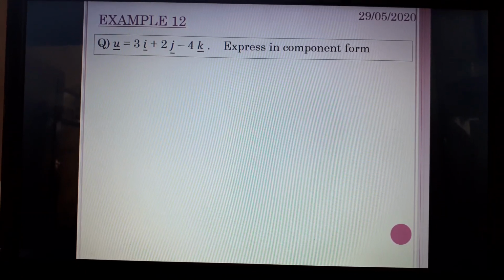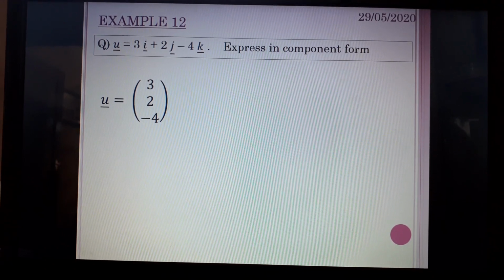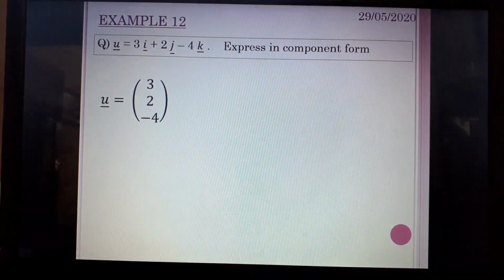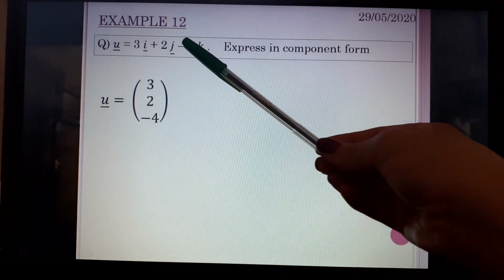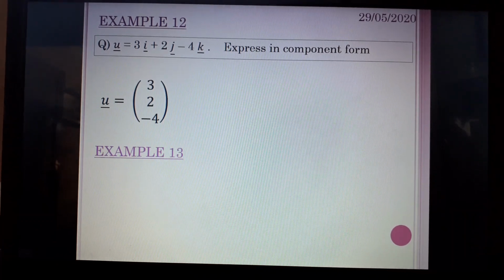So to write this in component form, the 3 will just simply become the first component, the 2 for the j will become the second component, the y component, and the -4 for the k will become the third component. So that's how you make them equivalent to each other. Very, very simple. So you'll see sometimes vectors written in this new format. That's something you haven't seen at National 5 yet, okay?